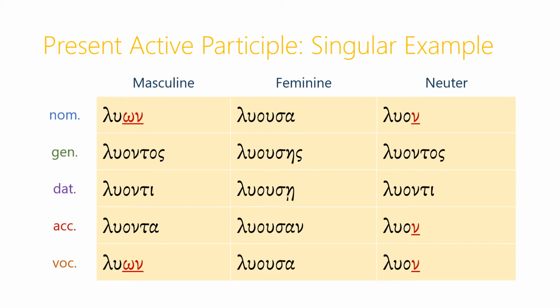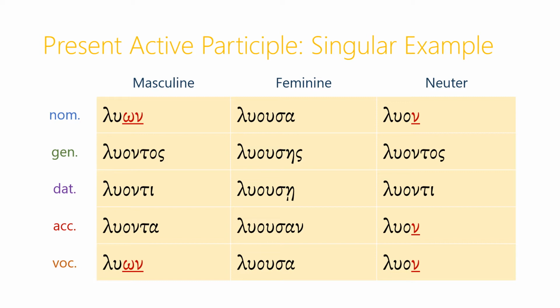So the first thing we want to notice is where the irregular endings are going to be. And in present active participles, just like in aorist active participles, the masculine nominative and vocative is irregular, and the neuter nominative, accusative, and vocative is irregular. And again, the accusative is included there with the neuter because the neuter singular always uses the same form for nominative, accusative, and vocative.